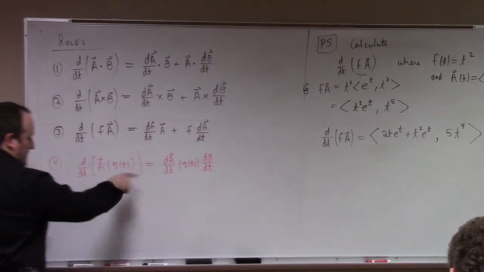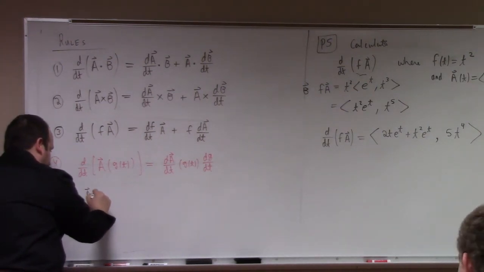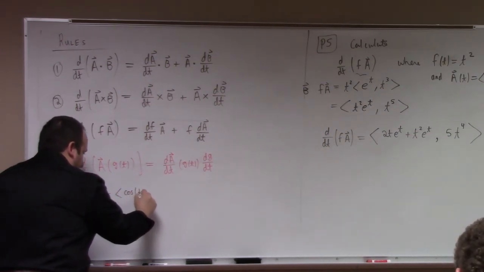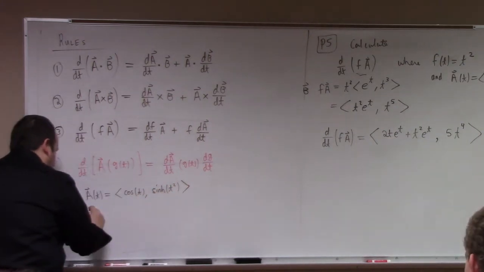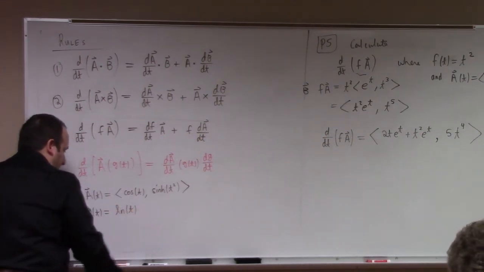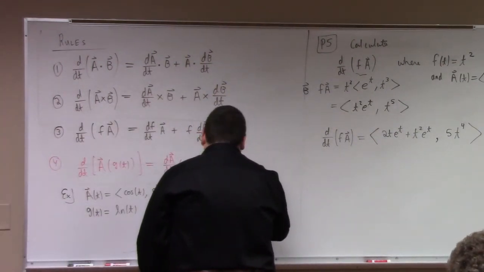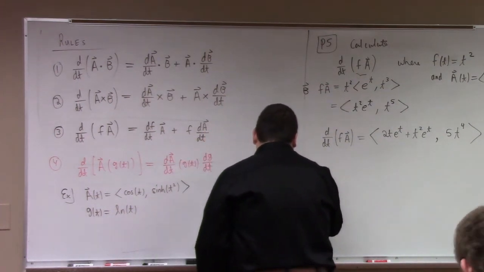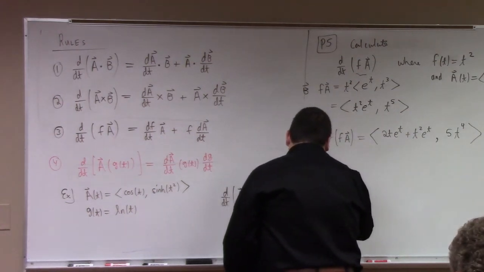To make that a little less mystical, let me give you an example. If you had A of t, say, equal to cosine of t, sine of t squared, and we had g of t, say, equal to the natural log of t. Then if we differentiate A of g of t, that's going to be dA/dt of g of t times dg/dt.